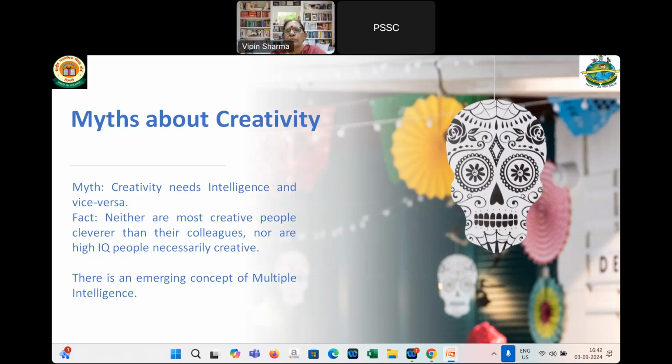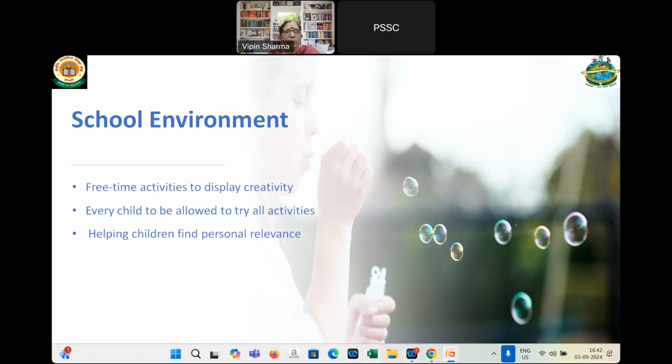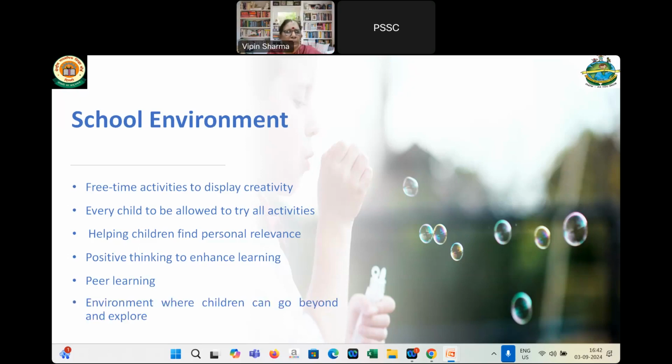Thank you Krishna. Thanks Ganesh. Now, these few slides are very, very important. They are going to talk about the strategies. Okay. Now here, free time activities to display creativity. Every child to be allowed to try all activities, helping them to personal relevance, positive thinking to enhance learning, peer learning. Environment where they can go beyond and explore.